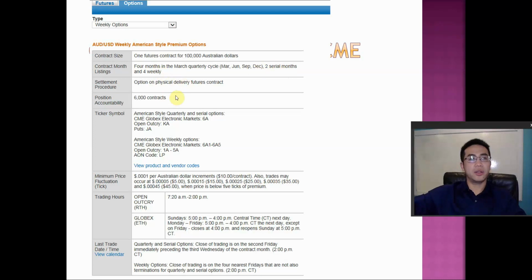All right, and you can see some other information here, like the minimum price fluctuation per Australian dollar. You imagine that multiplied by 100,000 Australian dollars. That's basically a $10 contract. So the price can only change by $10 up or down times an integral number, like 10, 20, 30, 100, 250, something like that. And here it also specifies the trading hours.